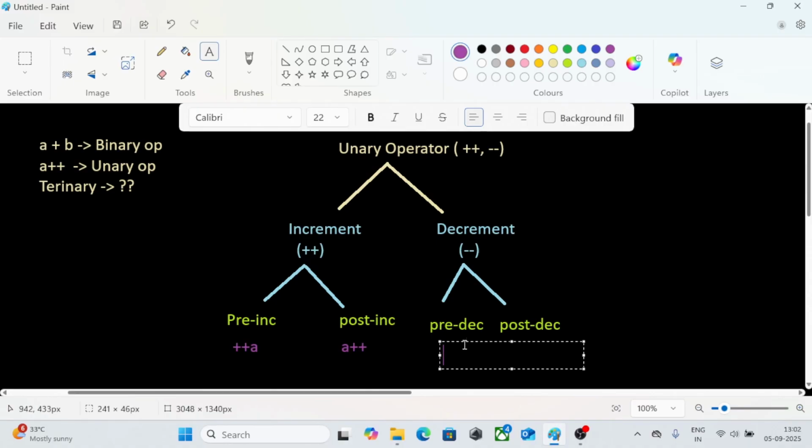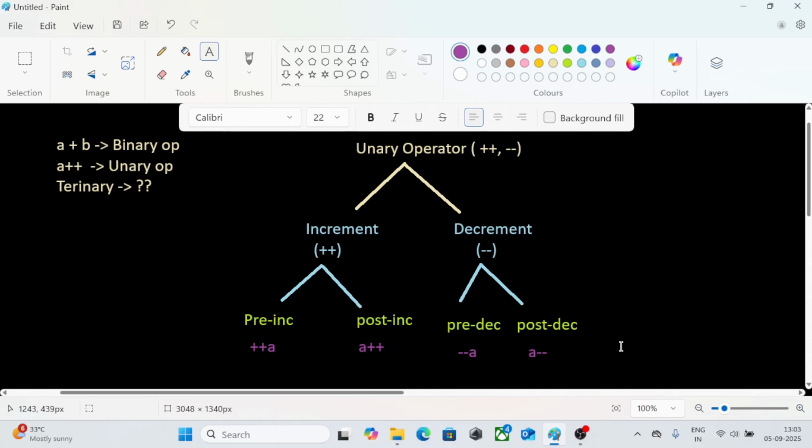So what about pre-decrement and post-decrement? Same thing. Pre-decrement means priority goes to the decrement operator, later the operand. Post-decrement means priority goes to the operand, and after that we give the minus minus. What is the difference here? Both look the same, right? But there is a huge difference, and that is what we are going to understand.